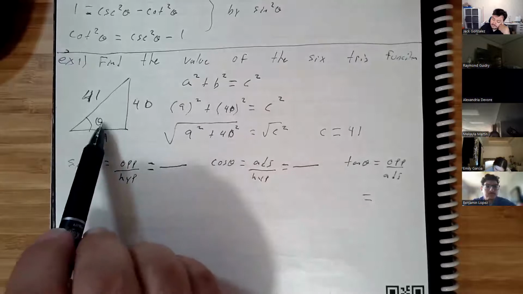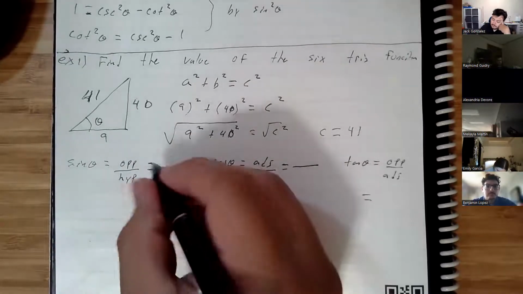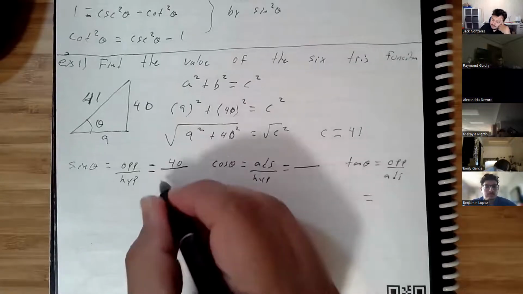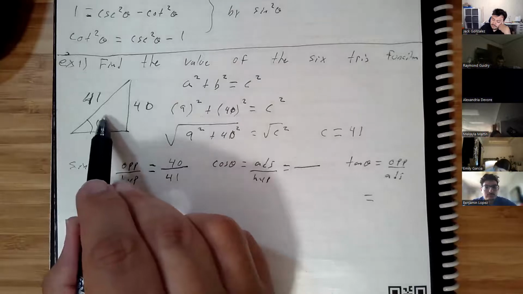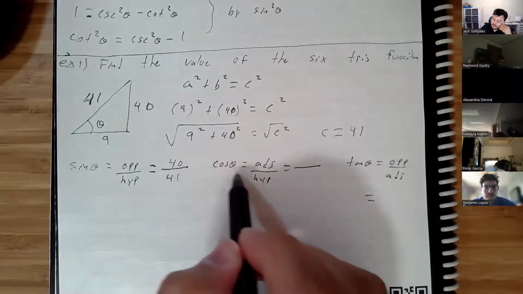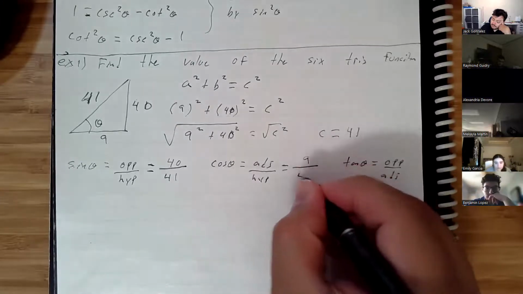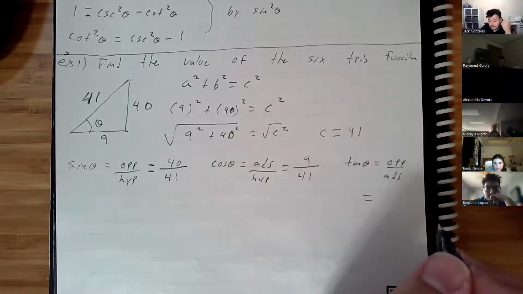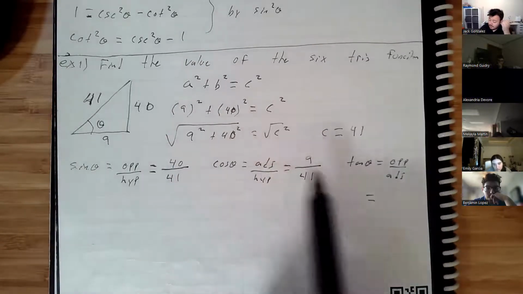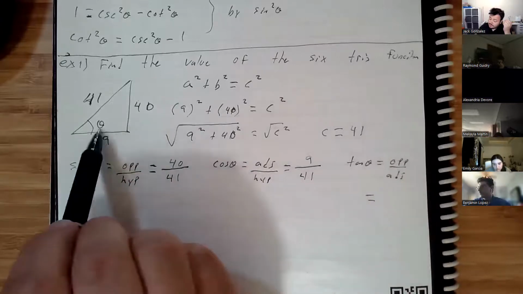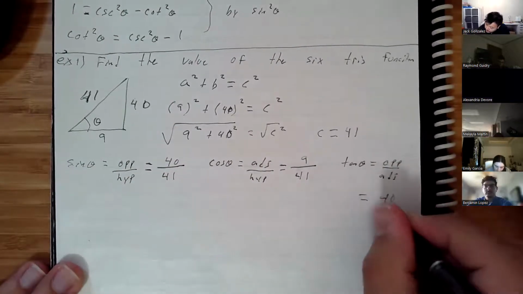So currently, opposite to this particular angle is 40, right? So 40. Hypotenuse we found to be 41. Adjacent, meaning right next to the angle in question, theta. Cosine of theta is adjacent 9 over hypotenuse. The only one that will never change will be your hypotenuse. That's always going to be a specific spot, no matter where theta is, right? Opposite and adjacent, 40 and 9.